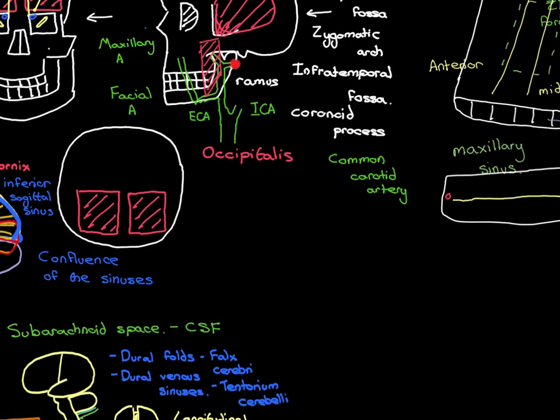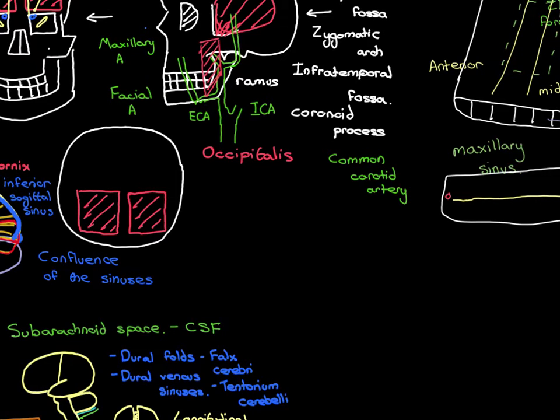This one is going to loop over the temporomandibular joint. It's going to come lateral to the temporomandibular joint here, between the condyloid process of the mandible and the surface for the temporomandibular joint on the temporal bone, and then it's going to come over the zygomatic arch here, and then go up and supply the temporal region, and that's the superficial temporal artery. So it's now visible here over the top in green there.